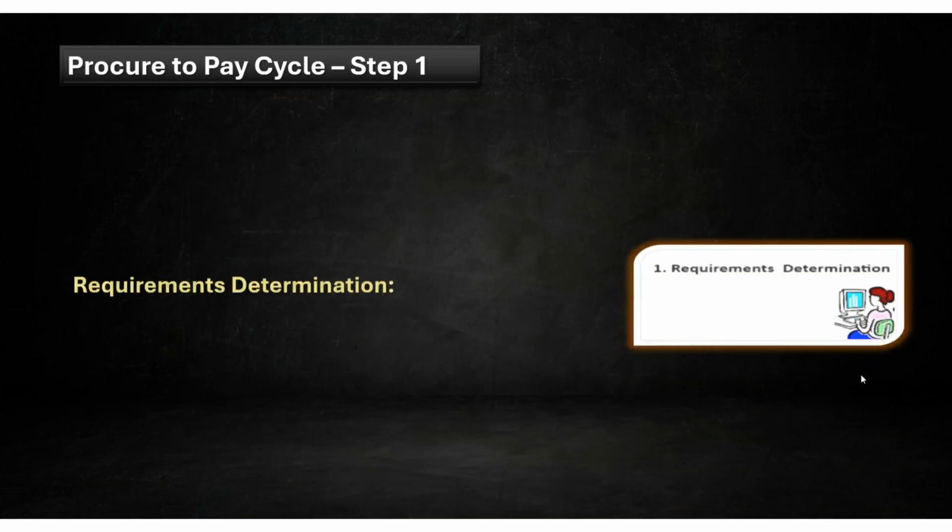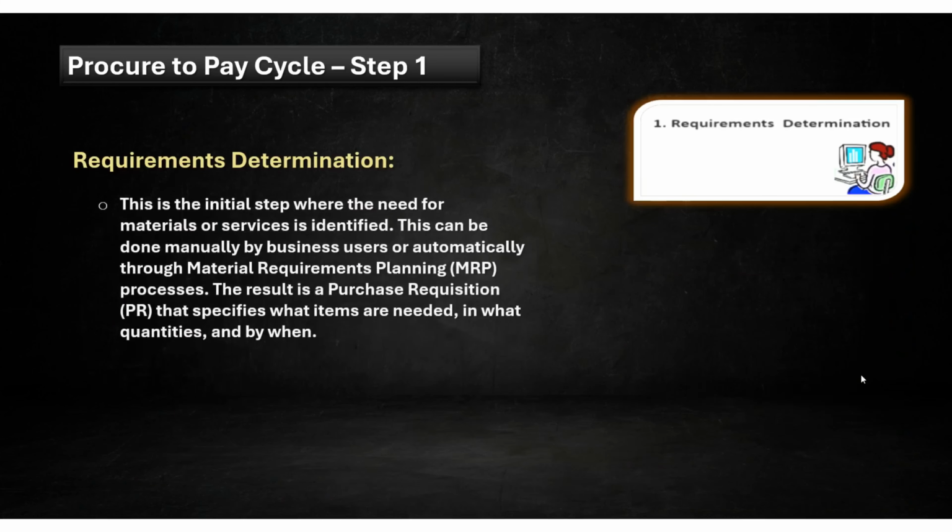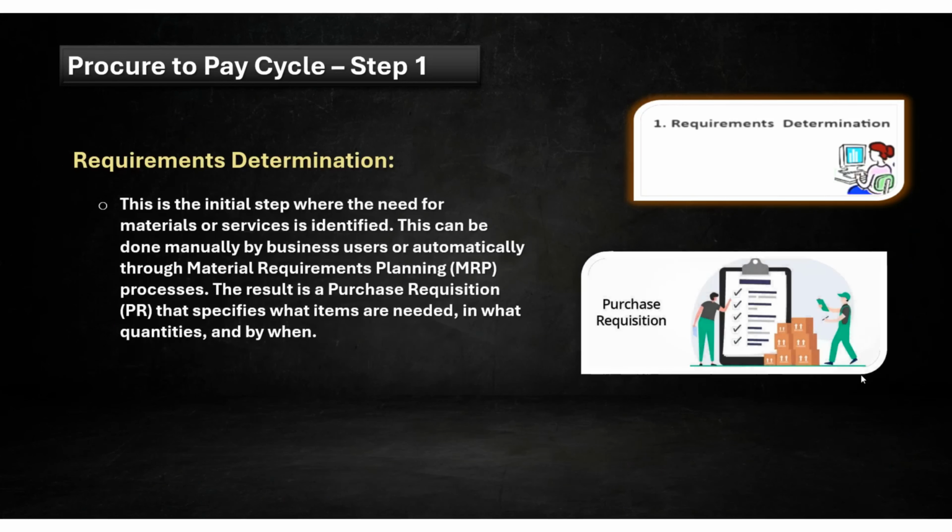Requirement determination. The first step is identifying what materials or services your company needs. This is often done through a purchase requisition. What is meant by purchase requisition? When you are placing a request to purchase materials or services, the request you put on a document is nothing but a purchase requisition.